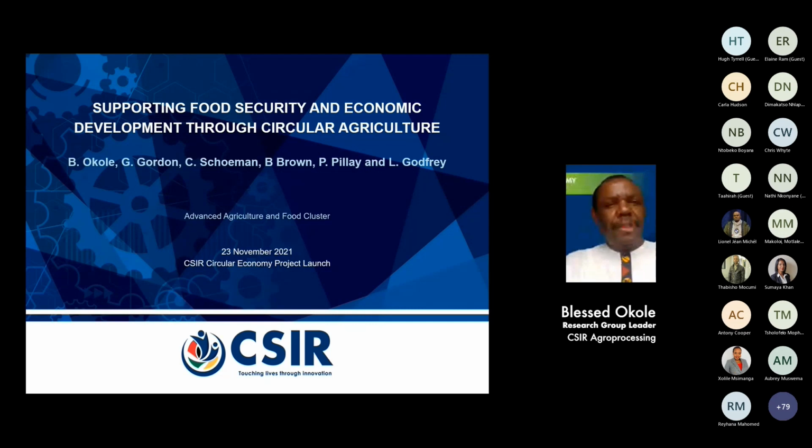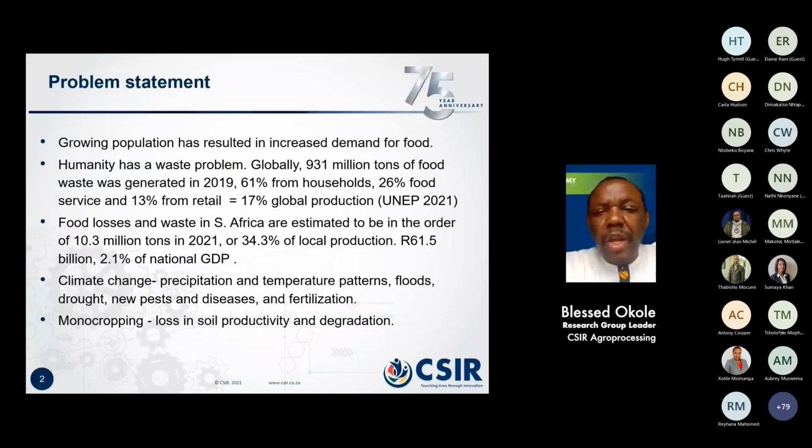The problem statement here is interesting because the population is growing very fast and has resulted in increased food demand. Humanity really has a waste problem. Globally, 931 million tons of food waste was generated in 2019, 61% from households, 26% from food services, and 13% from retail. This is equivalent to around 17% of global food production.